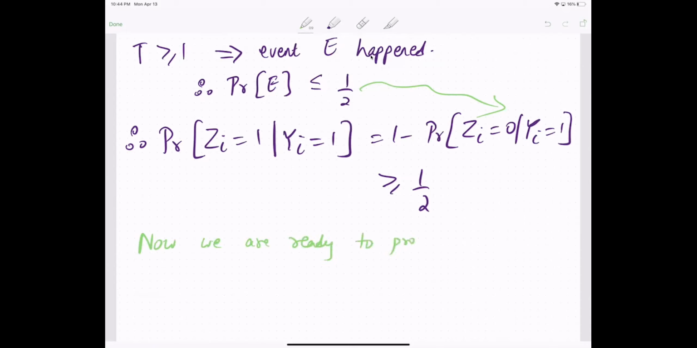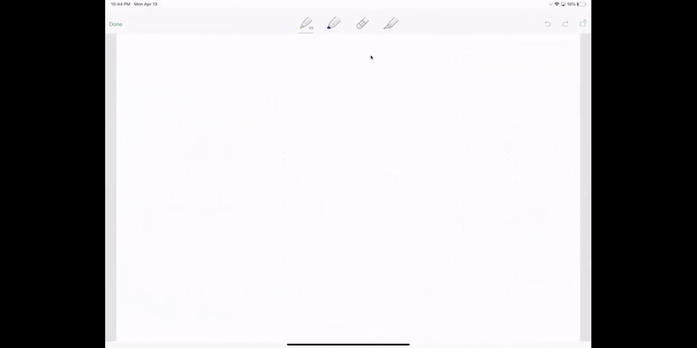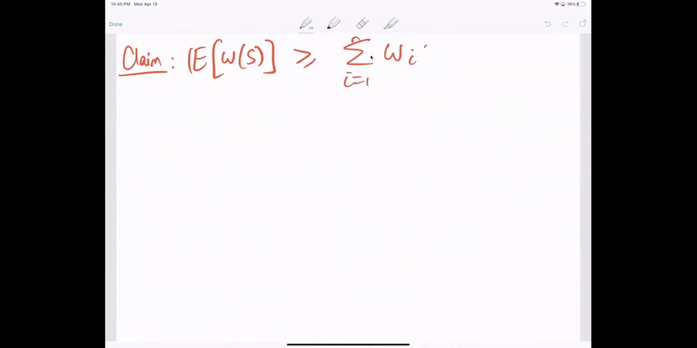Prove the final claim. Just one final step and we're done. So the claim is, we've done all the hard work now. Now it's time to prove that the expected weight of this set S will be at least sum of w_i x_i by 4. Okay, and what's the proof?